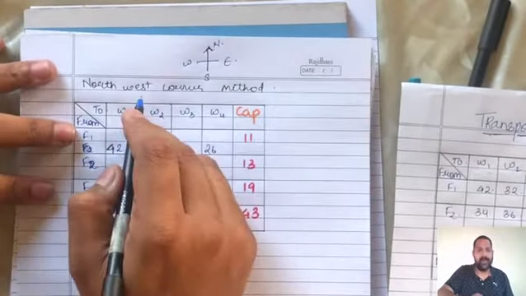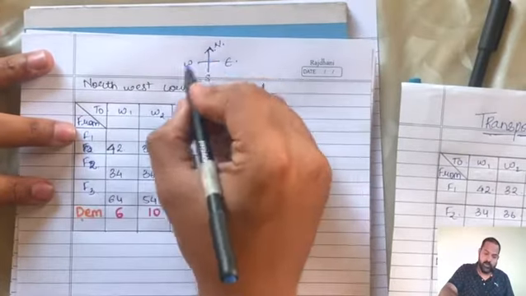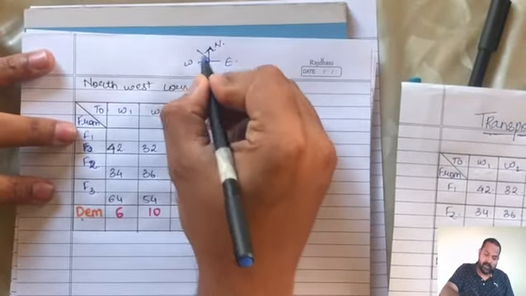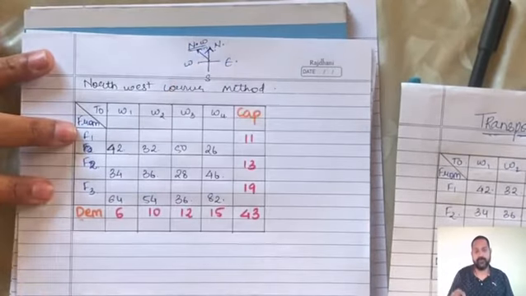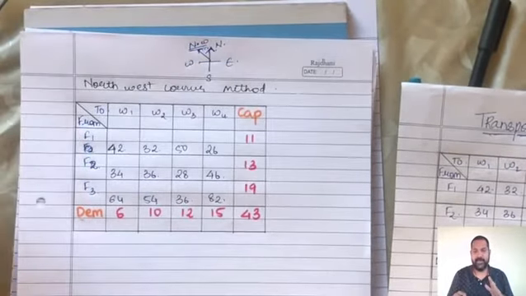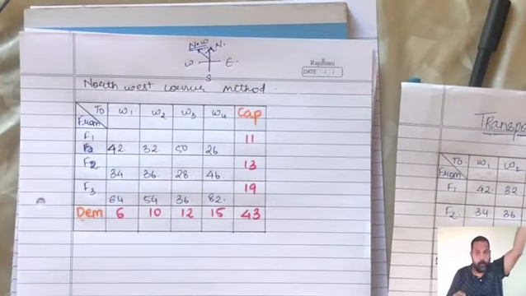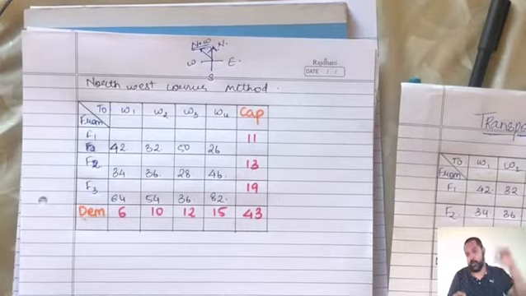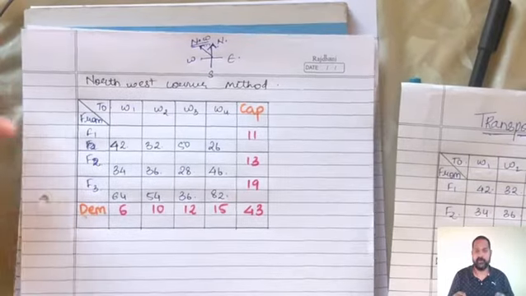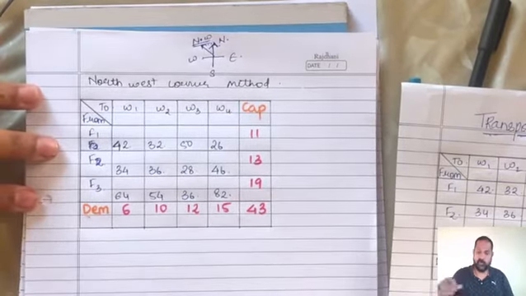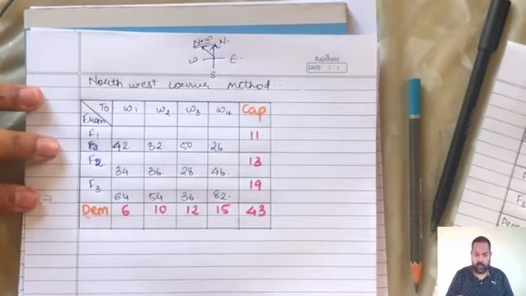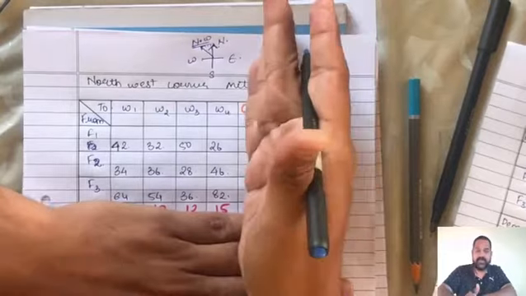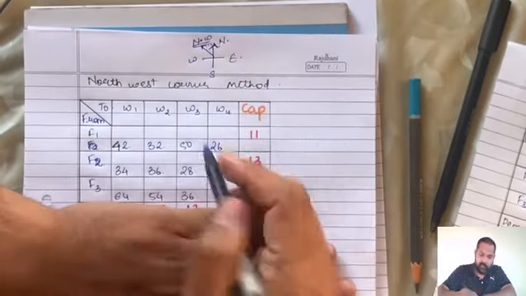Northwest corner. What do you mean by northwest corner? So when you look at the north and the west, the direction between them is the northwest corner. So basically, the left top corner is what we are looking at. The left top corner is the northwest corner. What does the northwest corner method say? The northwest corner method says, you see these cost cells, which means this grid.